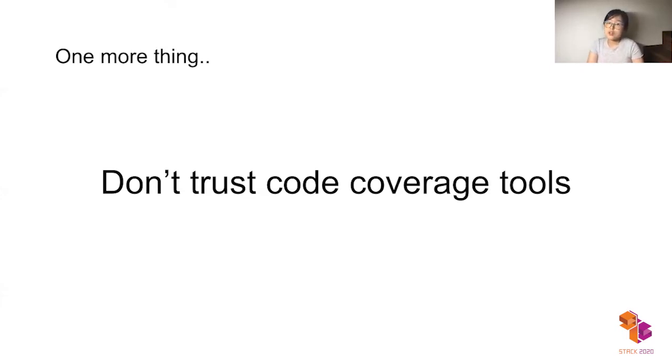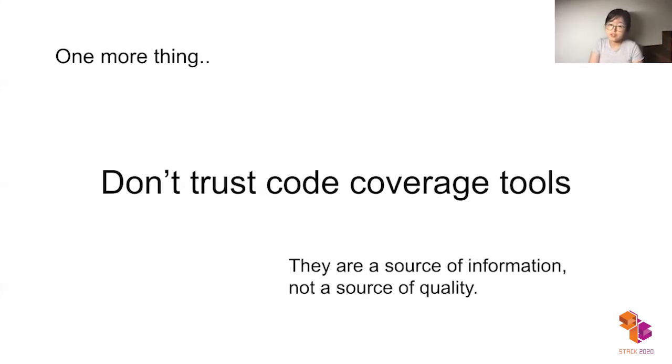The reason is that code coverage is just a static analysis, so it's going to give you 100% if you run through a particular function. It doesn't tell you anything about the way that function was implemented, and thus it doesn't tell you about the quality of your test. So they are a source of information, but not a source of quality.